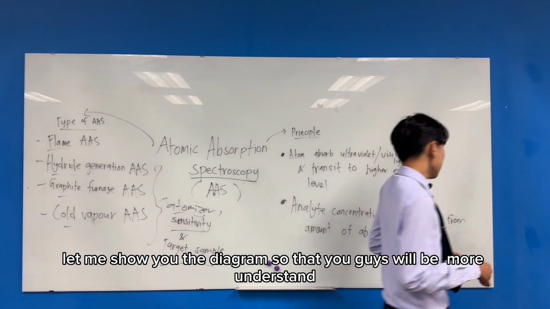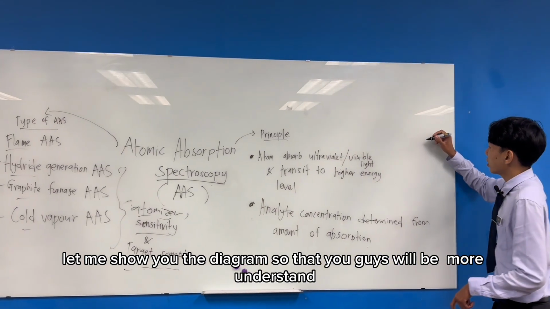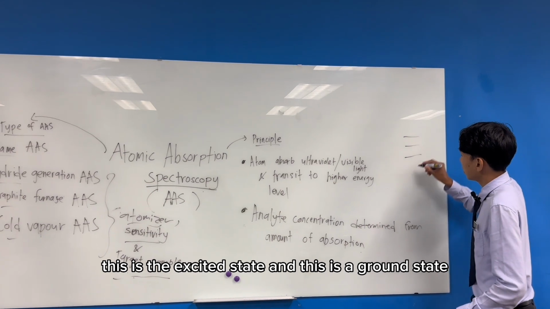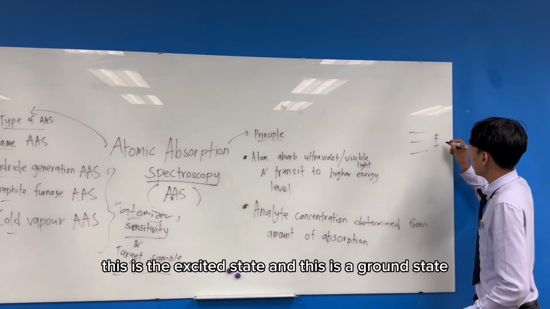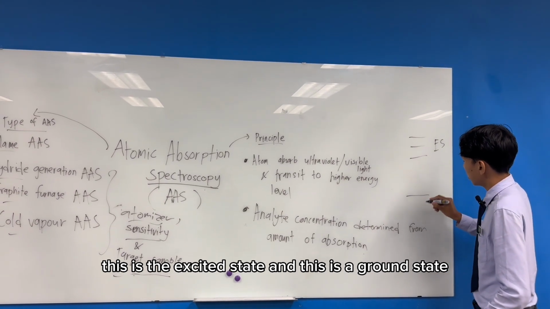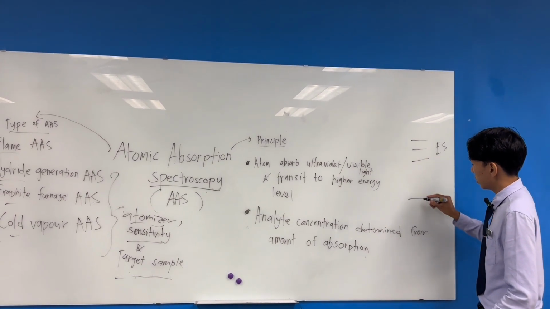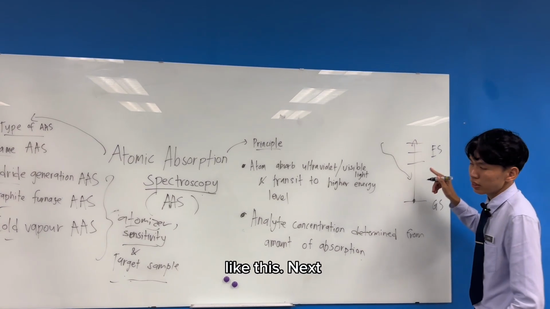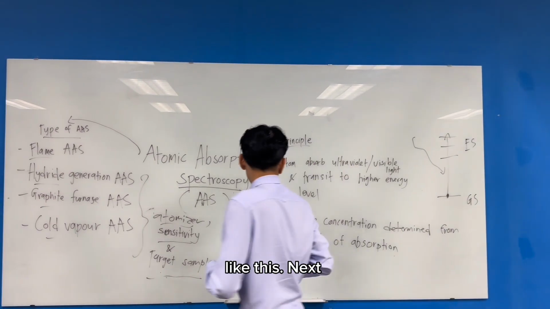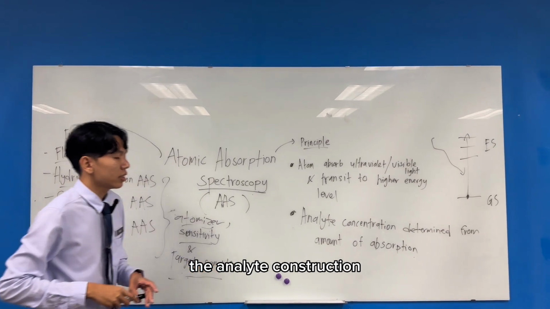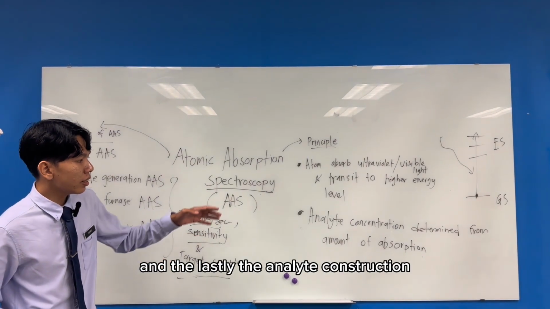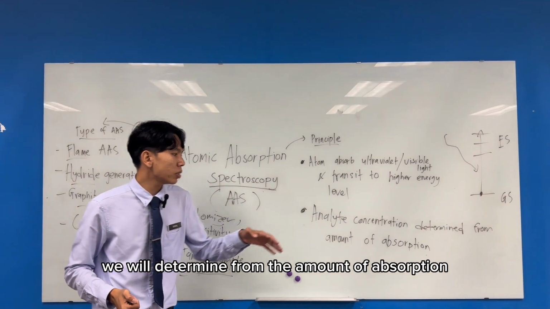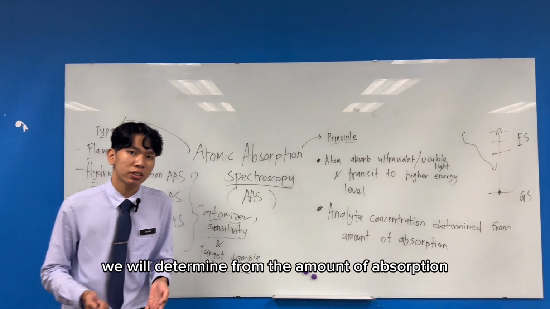Let me show you the diagram to understand better. This is the excited state and this is the ground state. So the atom, okay, like this. Lastly, the analyte concentration will be determined from the amount of absorption.